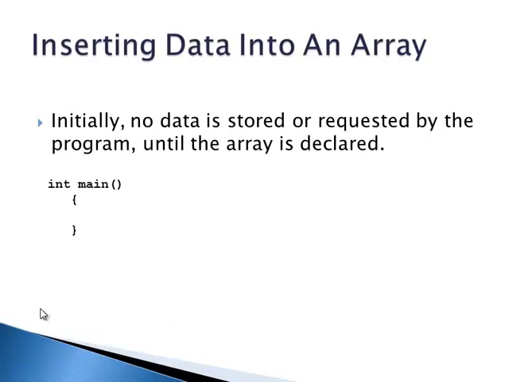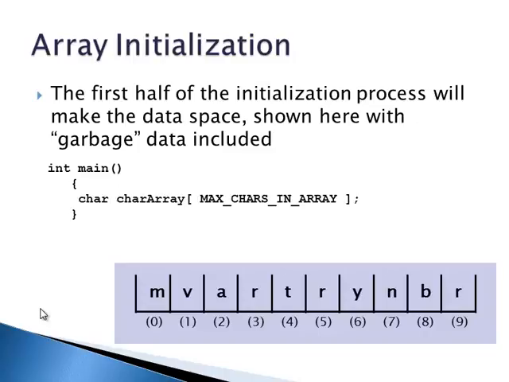We start out by saying we have an int main. We're into a program but not very far. We have no data stored or requested at this point, so we haven't declared the array, and we'll do that now. Once we declare the array, we have some number, and the max char in array, remember, is the capacity of the array, not necessarily how much we'll be using, but how many characters in this case can be stored in the array.